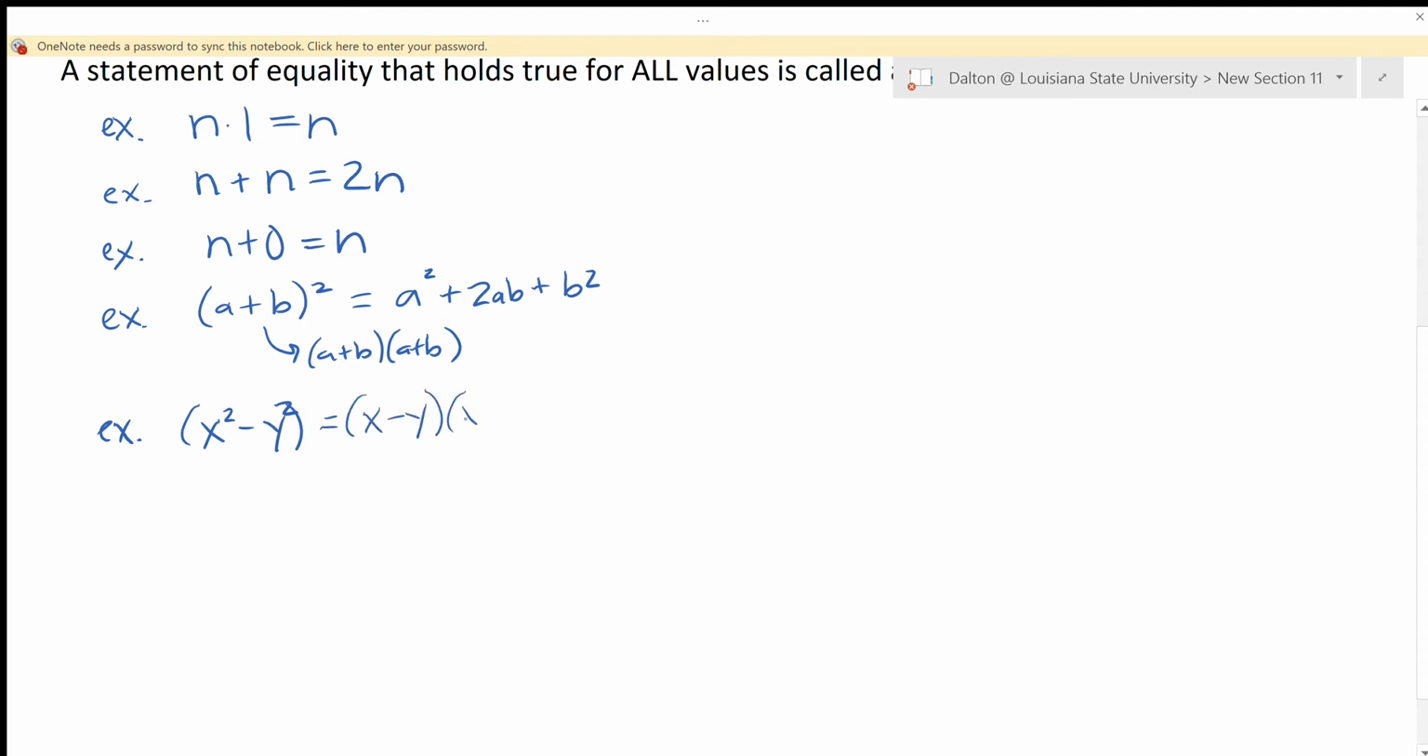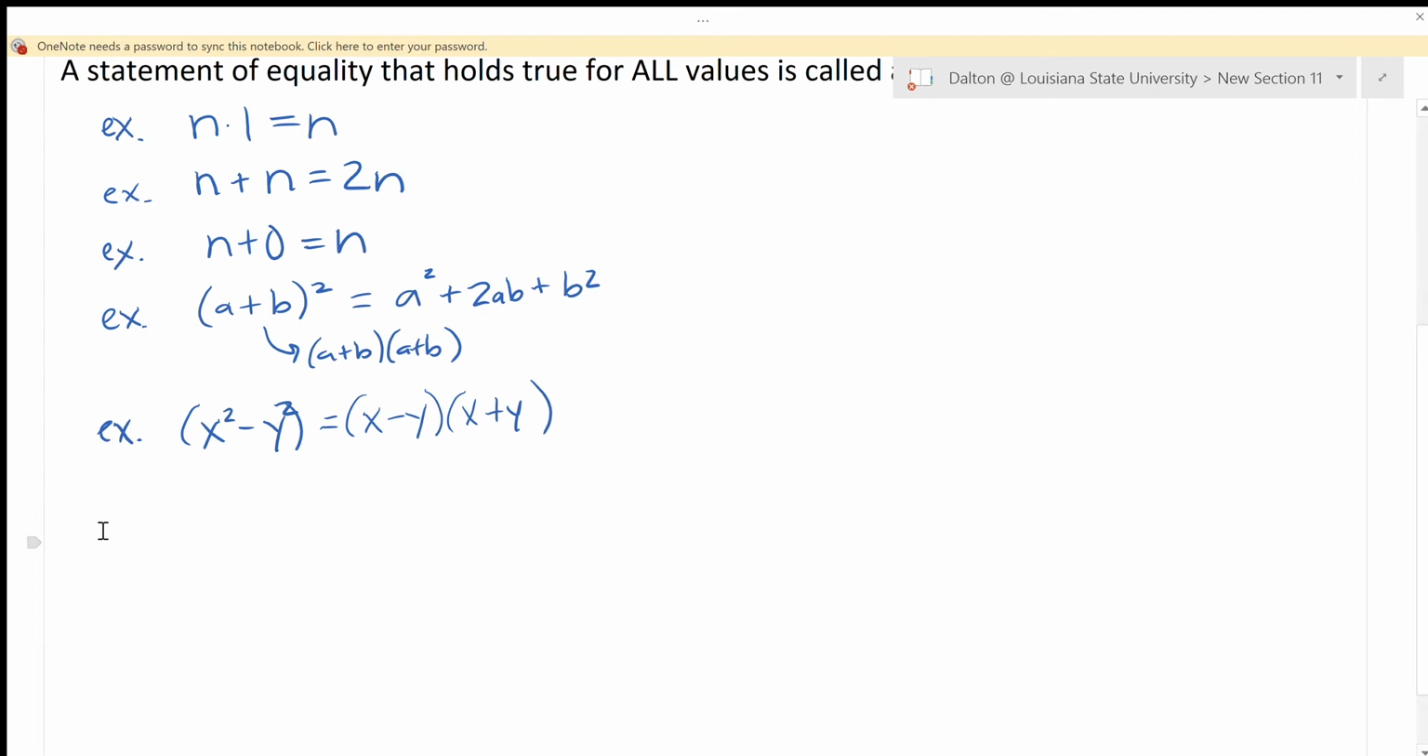Fabulous, Zach. That's just using your difference of two squares factoring method. Okay, these are algebraic identities. They work no matter what values we have for a and b and x and y and n, it will stay true all the time.